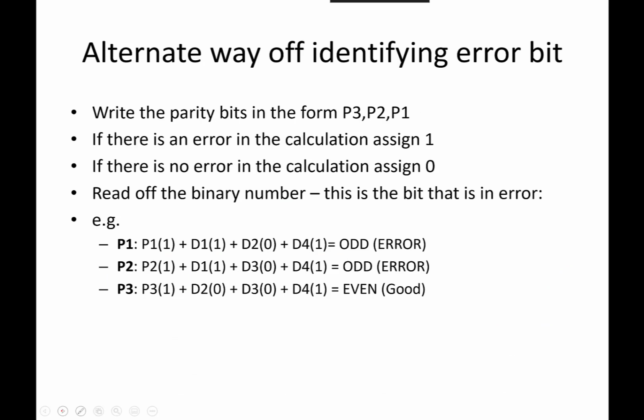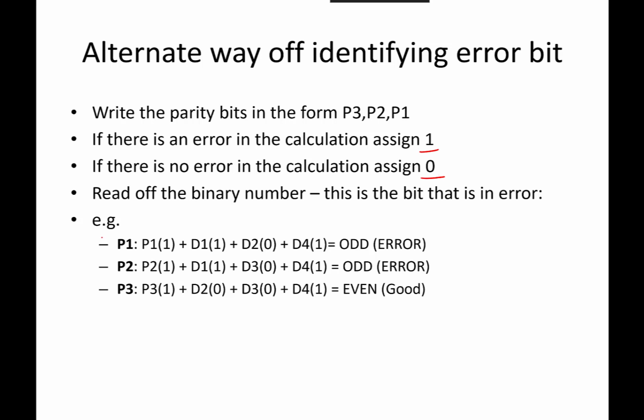There's actually an alternate way we can work out which particular bit's in error, besides doing all that, working out which one's common between each one. What we do is we put our parity bits in order, and we write them as a 1 or a 0 based on if there's an error in that parity computation. If there is an error, we assign a 1 to it. If there's no error, we assign a 0. And then we can just read it off as a binary number.